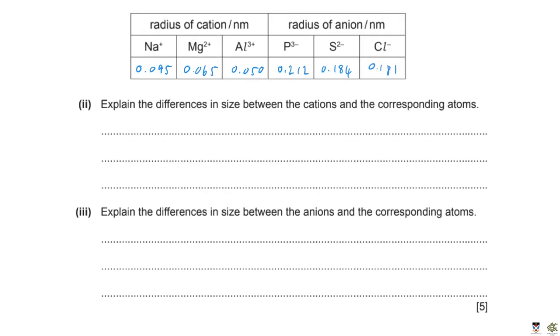Explain the differences in size between the cations and the corresponding atoms. We know that cations form when atoms lose their valence electrons. So to explain the difference in the size between the cations and the corresponding atoms, you can state that the cations have lost their outer shell, therefore will have a smaller radius. You can also state that the cations contain fewer electrons than they do protons, therefore the nucleus has a greater attraction.